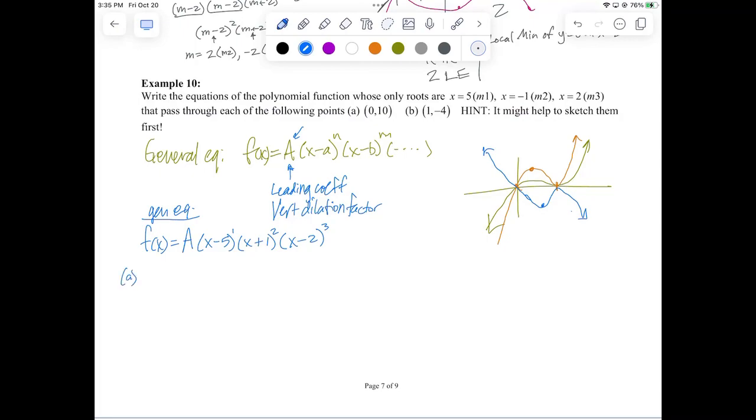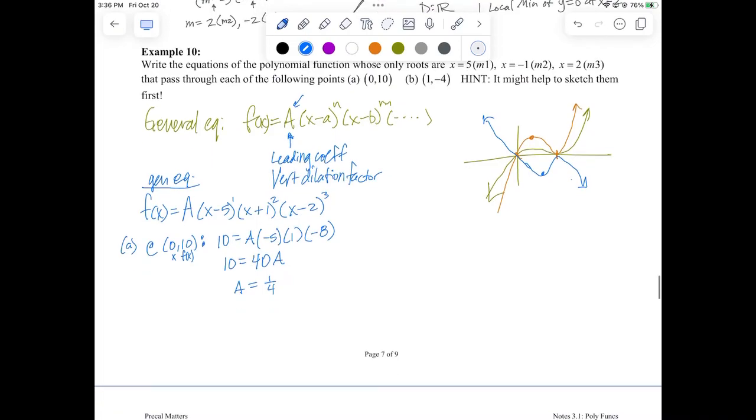Now we're going to do part A. I want it to pass through the point (0, 10), so I'm going to say at the point (0, 10), colon. And now I'm just going to plug this in: 0 for x and 10 for f of x. So we get 10 equals a times, when I plug in 0 for x, negative 5 to the first, 1 squared, and negative 2 cubed, which is negative 8. I literally plugged in a 0 for those three x's. And now we solve for a. We get 40a, and I divide through, and I get a equals 10 over 40, which is 1/4.